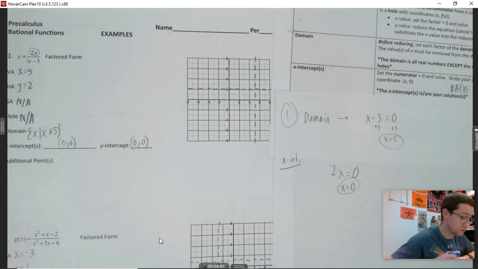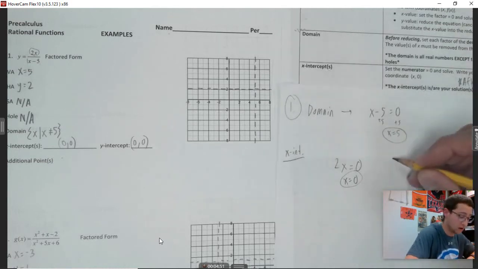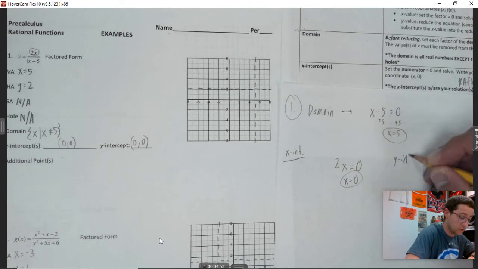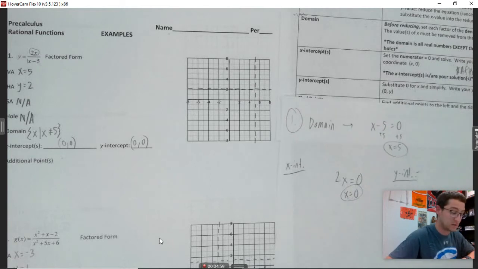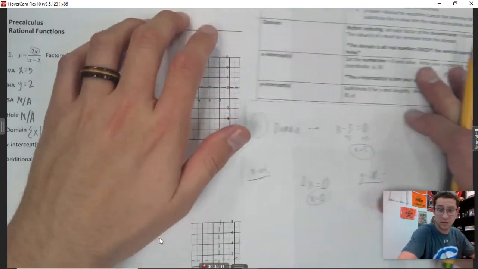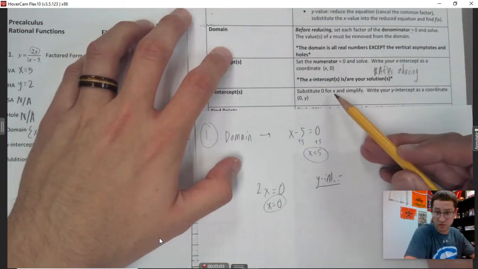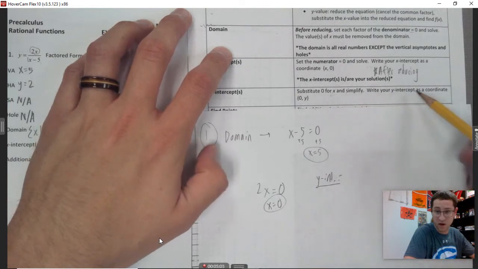Cool. Moving on. Okay, and now we already have the y-intercept. The y-intercept would have been the same, but I do want to point out, just to show you the work of what we'll actually typically do, that we're typically just going to substitute 0 for x and then simplify, right? Your y-intercept as a coordinate.